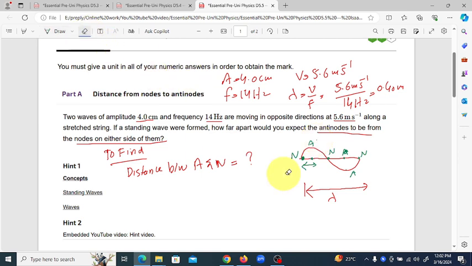The distance between node and antinode is one quarter of this complete wavelength. So the distance between antinode and node is lambda by 4, one quarter of the wavelength. Lambda is 0.40 meter, we divide by 4, we get 0.10 meter. So this is the distance between node and antinode, or antinode to node.